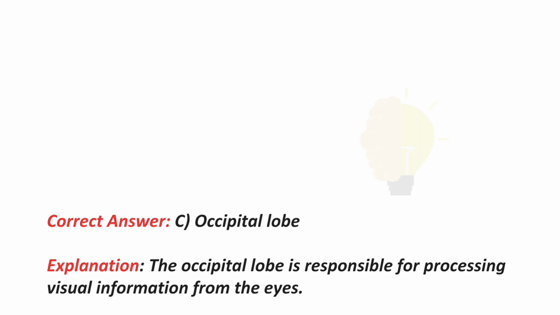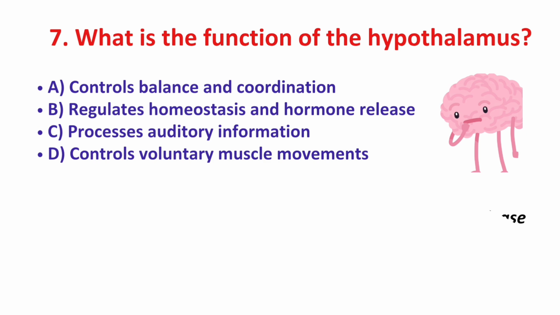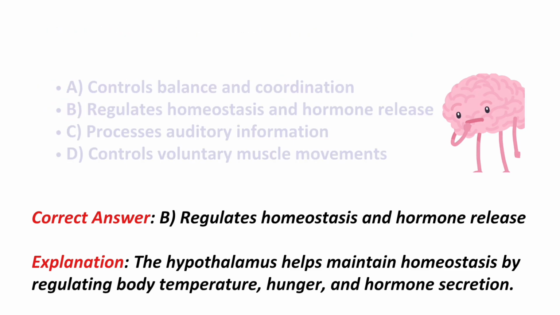Next question, question number 7. What is the function of hypothalamus? Options are control balance and coordination, regulate homeostasis and hormone release, process auditory information and control voluntary muscle movement. And the correct answer is option B. Hypothalamus regulates the homeostasis and hormone release. It helps to maintain the homeostasis by regulating the body temperature, hunger and hormone secretion. So the correct answer is option B. Hypothalamus regulate homeostasis and hormone release.